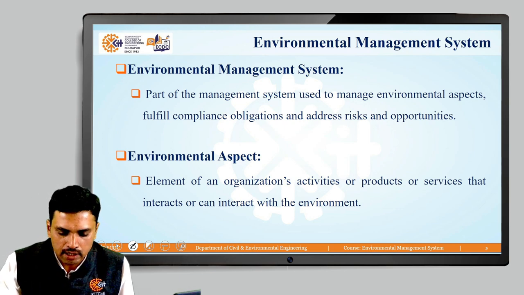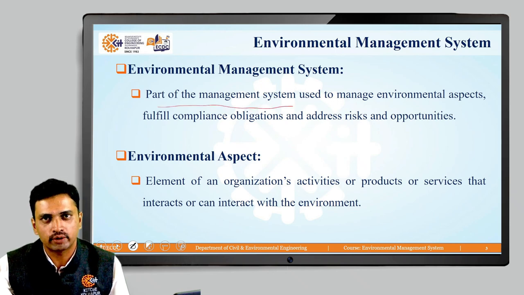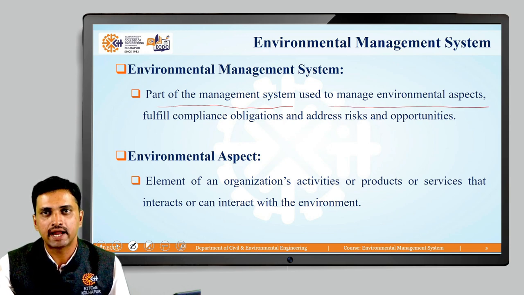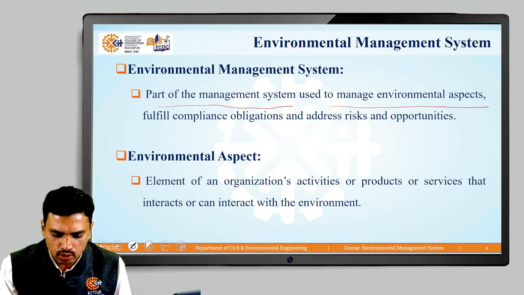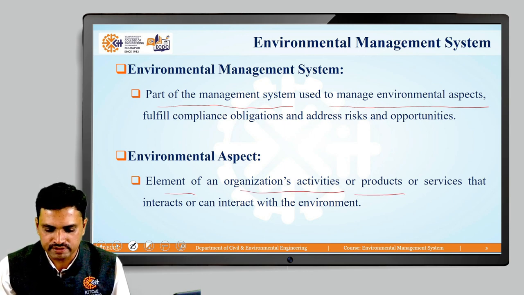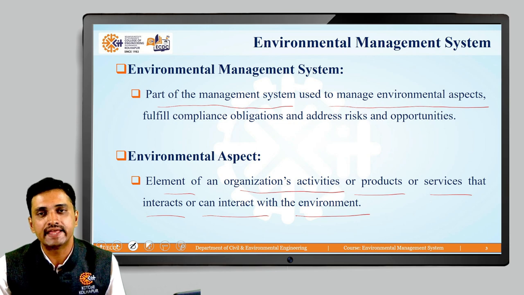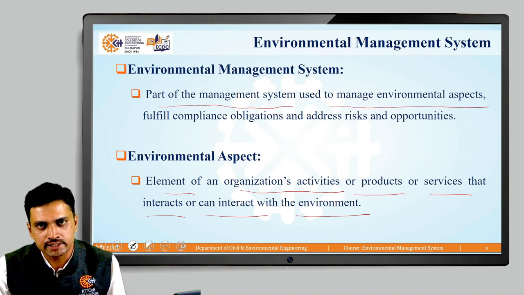It has been defined as a part of management system. Any organization has a management system which is used for running of all of its operations. So, environmental management system becomes a part of that overall management system. This system is used to manage environmental aspects. Environmental aspects are nothing but elements of an organization's activities, products or services that interact or can interact with the environment. So, when organization's activities, products and services interact with the different environmental elements, they create some effect. They bring certain change to the environment.